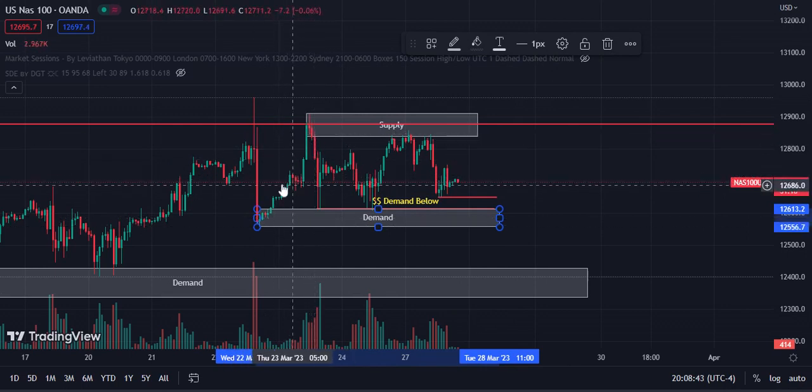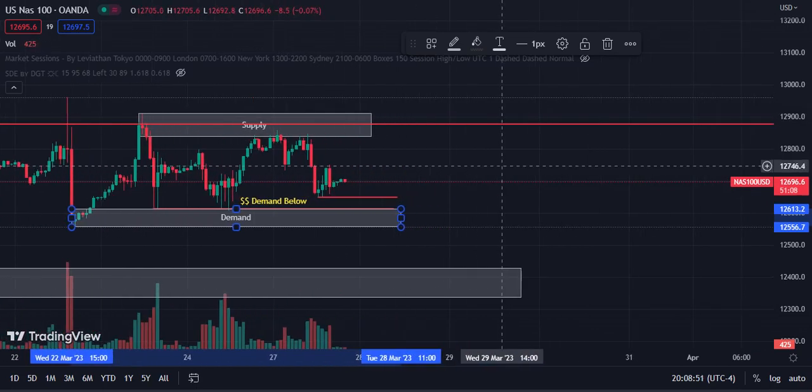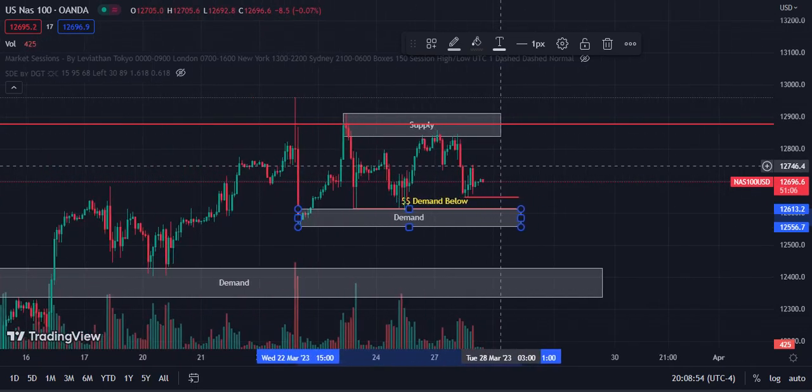I don't like to see it in the middle of the range. Like, I could have potentially taken this demand, but I just don't like that. I like seeing it at the extremes of a range. So here's supply. This is where we've been rejecting multiple times, right? So I'm bearish on a longer time frame.